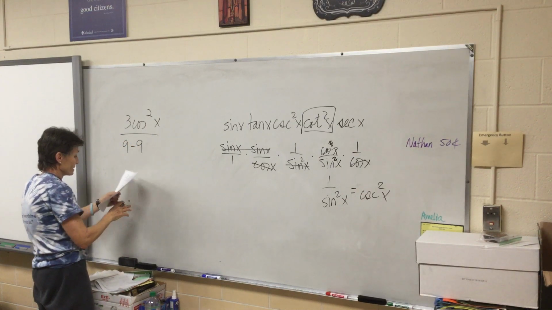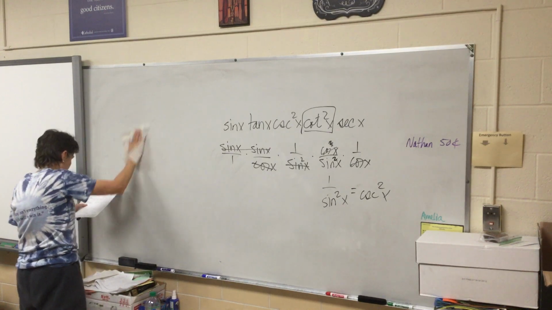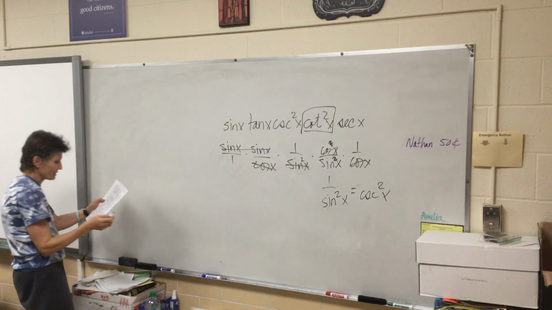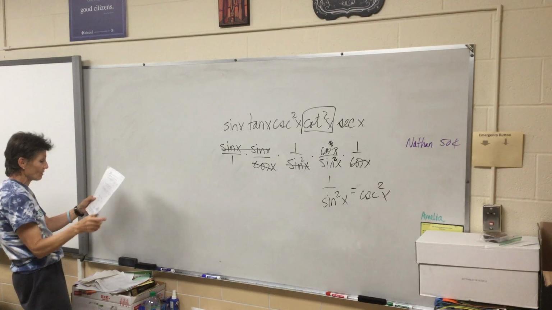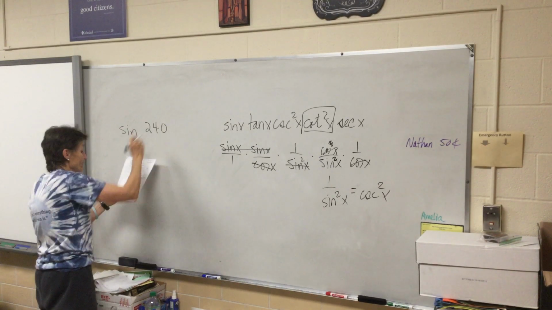Oh, wait. That's a circled one. I told you you didn't have to do the circled ones. So let's skip down to number 2. The circled ones, if they are circled, they are not on your exam. So now we're down to sine 240.